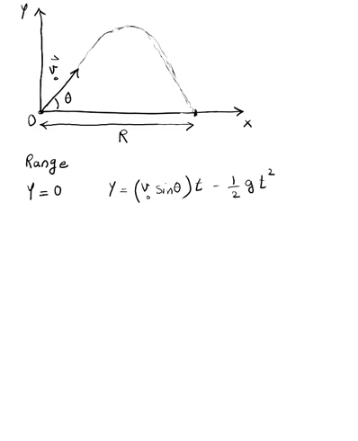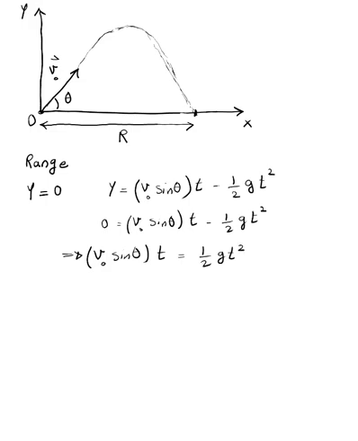Okay, so I'm going to put y equals 0. So 0 equals v naught sine theta times t minus half g t squared. So this means that v naught sine theta times t equals half g t squared. Okay, so then we need to solve this equation.